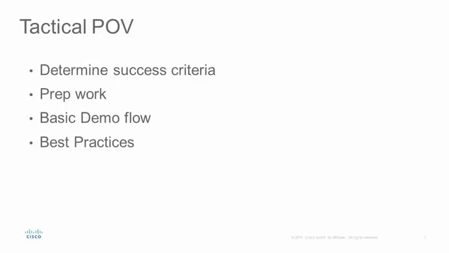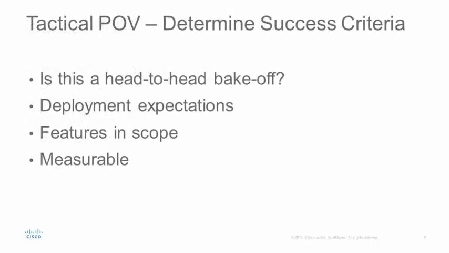There's nothing worse than showing up to a Next-Gen IPS POV only to find out that they really want URL filtering. This has actually happened where we've all been talking about Next-Gen IPS, and at the very last second they start down the URL filtering path. So make sure you bring the right tool for the job and expectations are clearly set. I'll cover basic demo flow of a tactical POV as well as the best practices for a tactical POV.